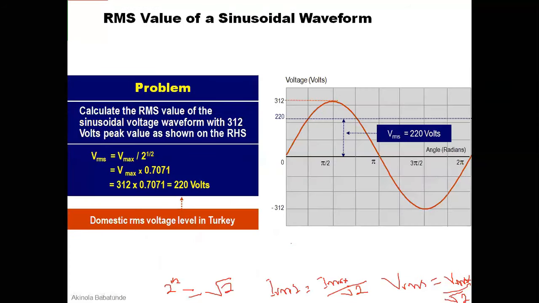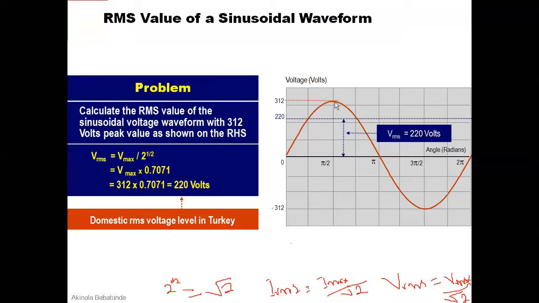So here is a simple question that we can probably just check out and try to see how this applies to some of the things we've been talking about. The root mean square value of a sinusoidal waveform. Let's quickly look at that with an example. Calculate the RMS value of the sinusoidal voltage waveform with 312 volts peak value as shown on the right hand side.